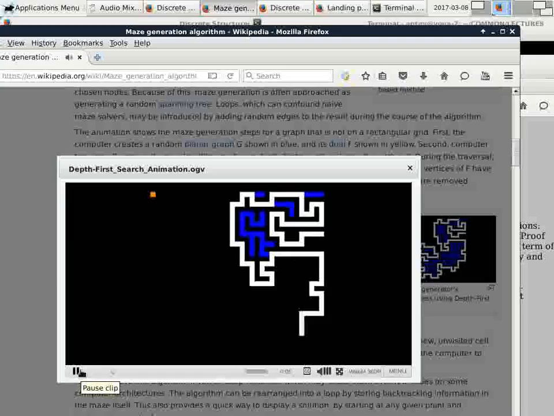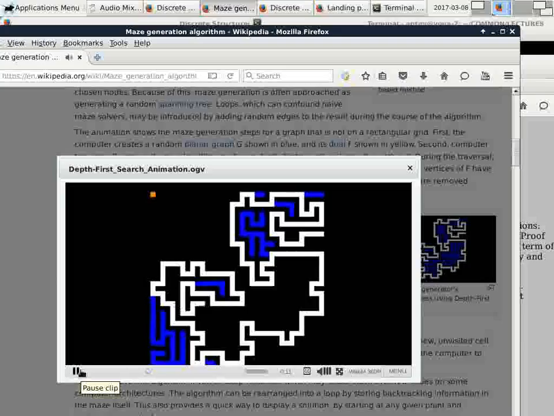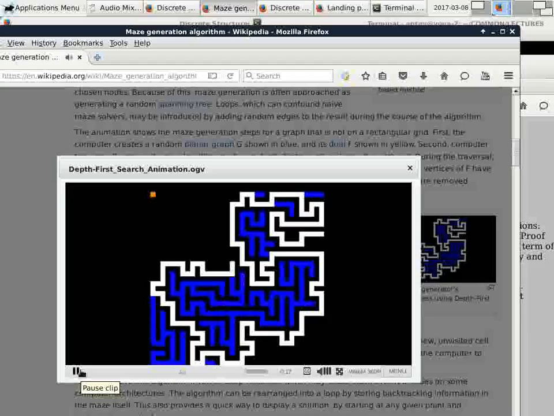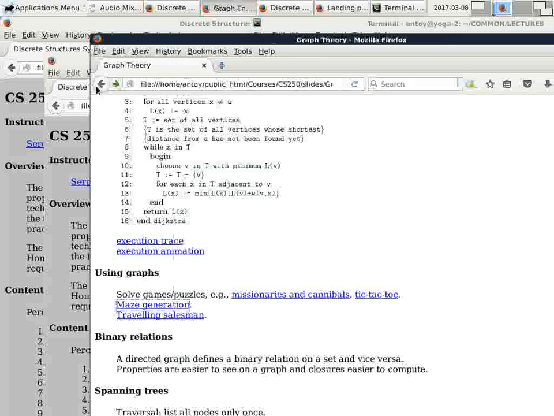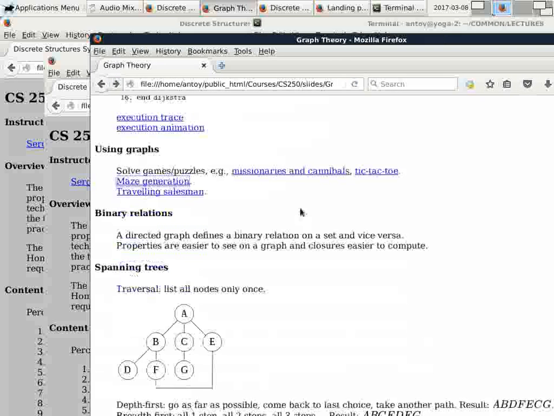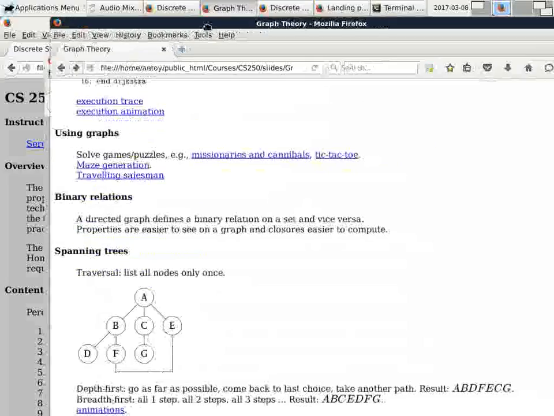This creates the maze. And so this one uses a graph and a concept that I'm going to explain in a few minutes. So this is just to tell you that there are many interesting uses of graphs. All right, so let's go on.